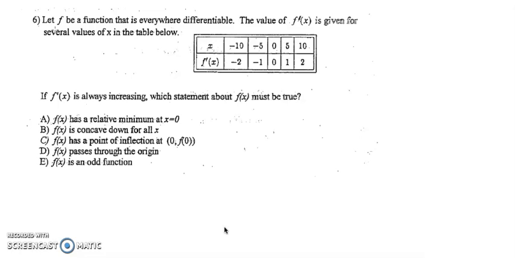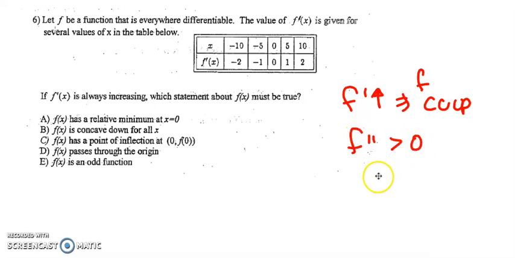So go ahead and do number 6 here. They're giving us a function. They're telling us that the function is everywhere differentiable, and here are some values for the derivative. And they're saying if f prime is always increasing, what must be true? First of all, f prime increasing means that f is concave up. That's f concave up. And it means that f double prime has to be greater than 0. So we know that this is not concave down, and we're not sure about anything else.